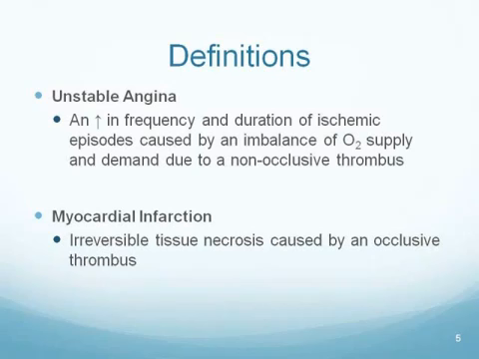The differentiation of myocardial infarction is that with infarction, you actually have cell death. So it's irreversible tissue necrosis. And this is usually due to an occlusive thrombus, meaning that the thrombus is so large in the coronary artery that it's obstructing blood flow to the point where the cells distal to the obstruction die.